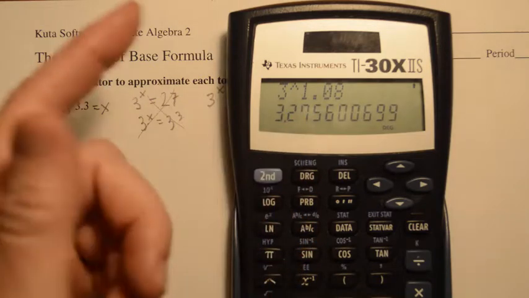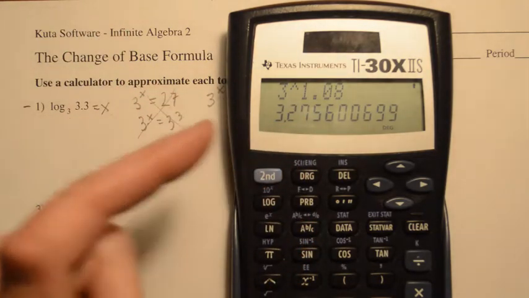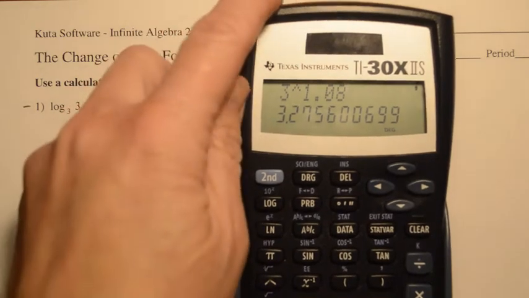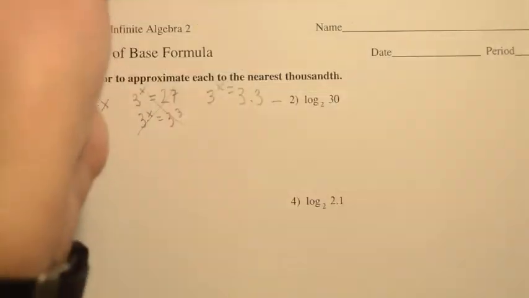All right, that's too small. So you could keep going back and forth and trying it, but there is a nice, easy way for us to do that, and this is called the change of base formula.